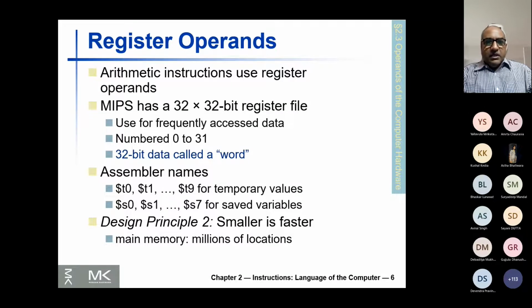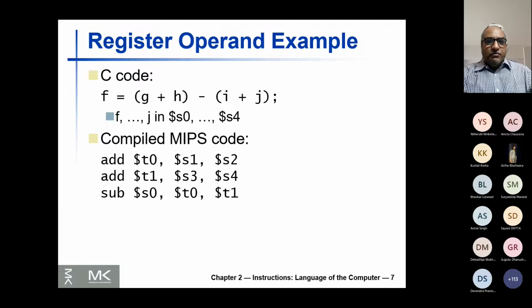Next, we move on. After knowing about the registers and which registers will be used for what purpose, the compiled or assembly code corresponding to this particular statement will be this one. Here F, G, H, I, J can be placed in the saved registers, which means they can be reused later if required. And the temporary results, G plus H and I plus J, will be placed in the temporary registers.